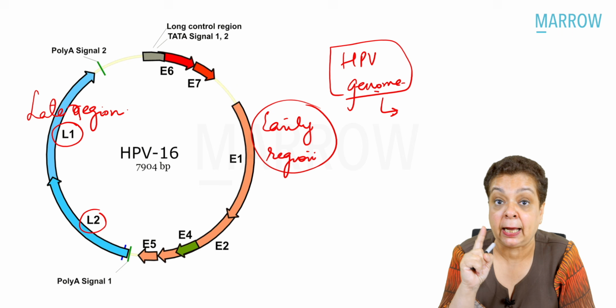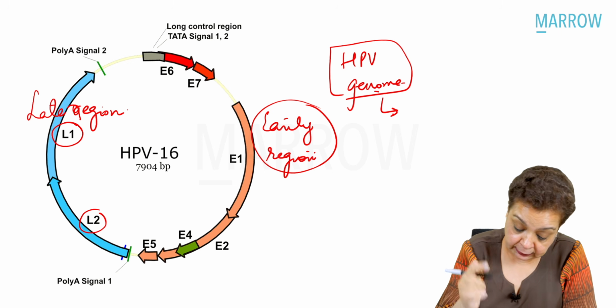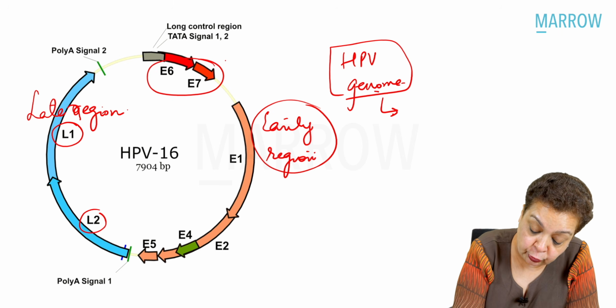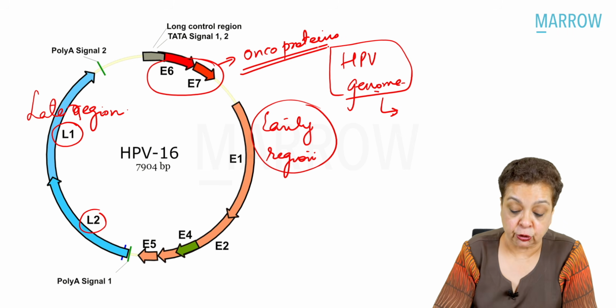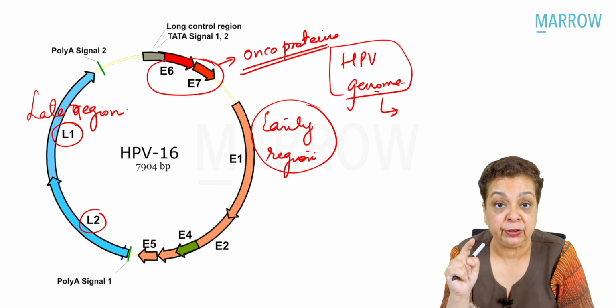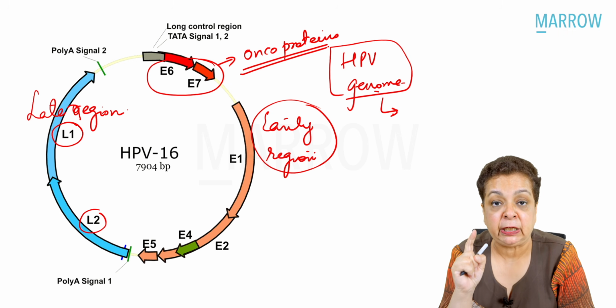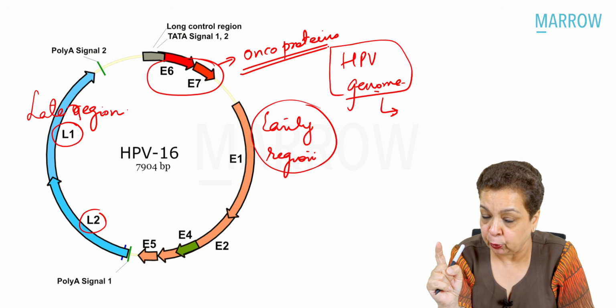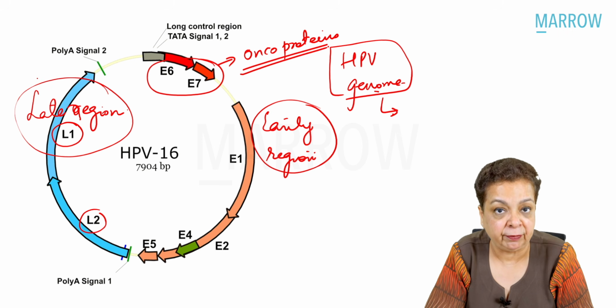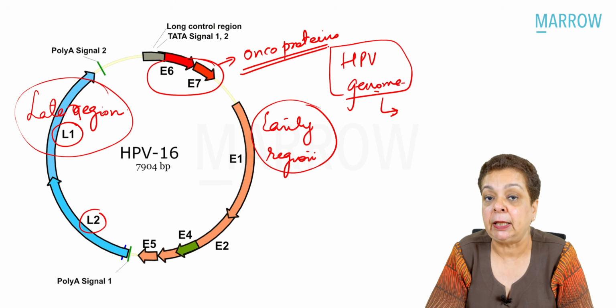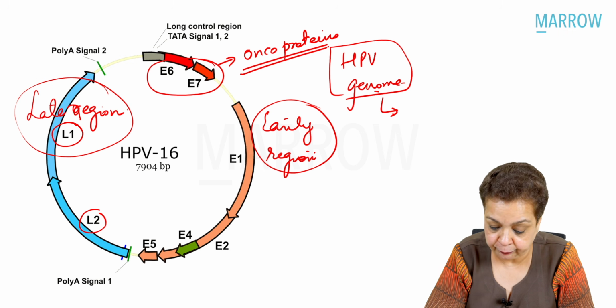Out of which, E6 and E7, what are these? These are the oncoproteins. They inhibit the tumor suppressing proteins. Okay, so E6 inhibits the P53 protein and E7 inhibits the retinoblastoma proteins. But the component of the HPV vaccine is the L1, the major capsid protein.